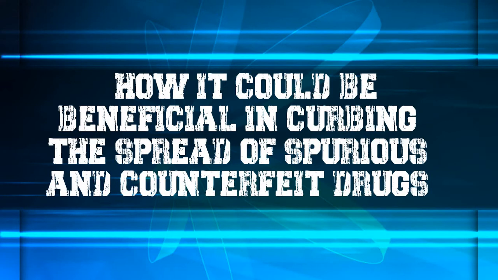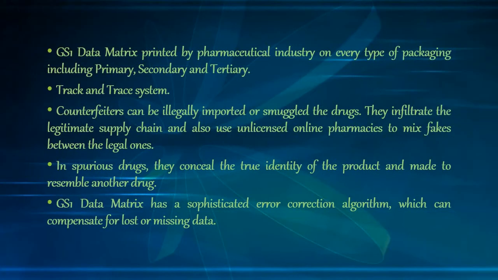So how could it be beneficial in curbing the spread of spurious and counterfeit drugs? It is difficult to define the circuit or the route of drugs, from where the drug is being sold after coming out of the pharmaceutical industry. So the GS1 data matrix is printed on every type of packaging material, including primary, secondary, or tertiary packaging.